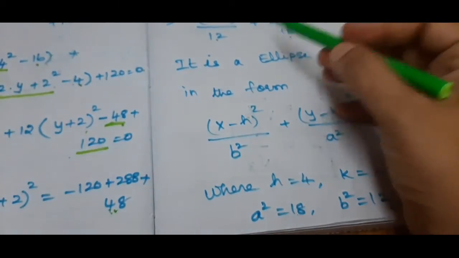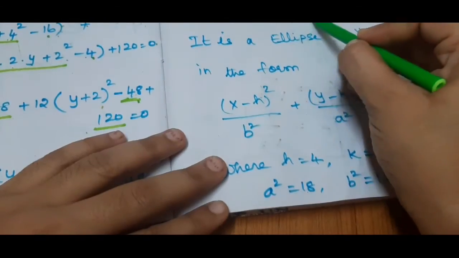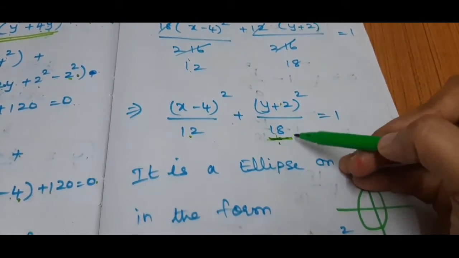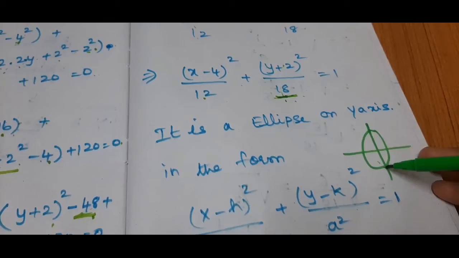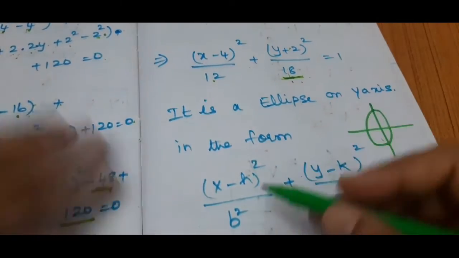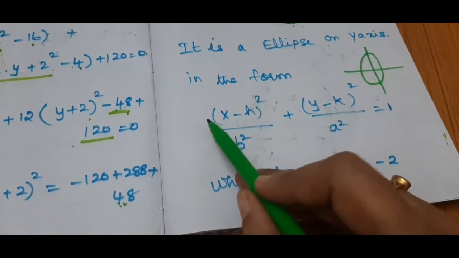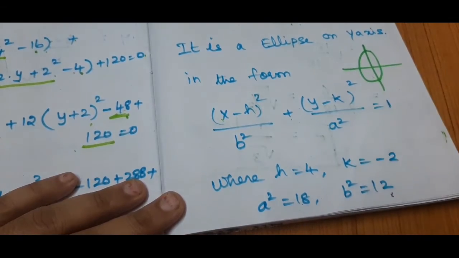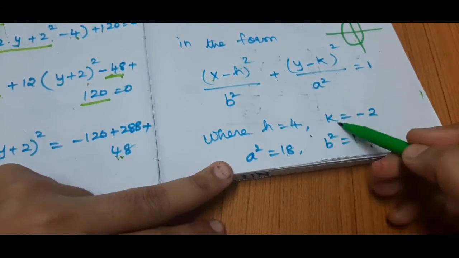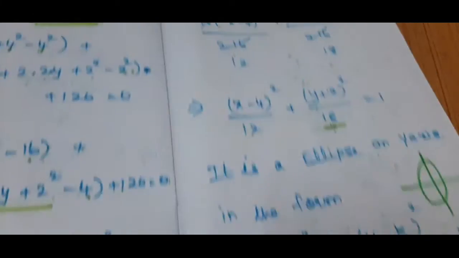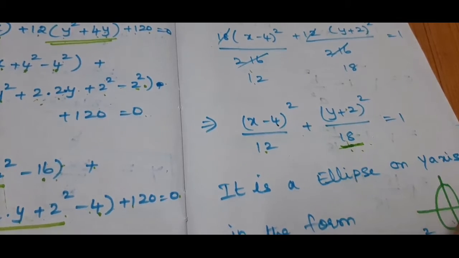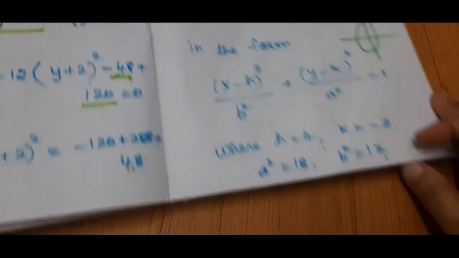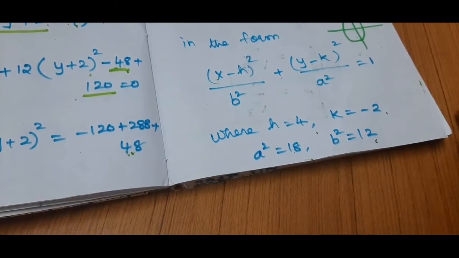So it is an ellipse on y axis because y coordinate number will be greater. So it is an ellipse on y axis. The ellipse will be like this. So in the form of x minus h whole square by b square plus y minus k whole square by a square is equal to 1, where h is equal to 4 and k is equal to minus 2. Just opposite sign of this. h answer will be opposite sign of this, k will be opposite sign of this. a square is equal to 18 and b square is equal to 12.